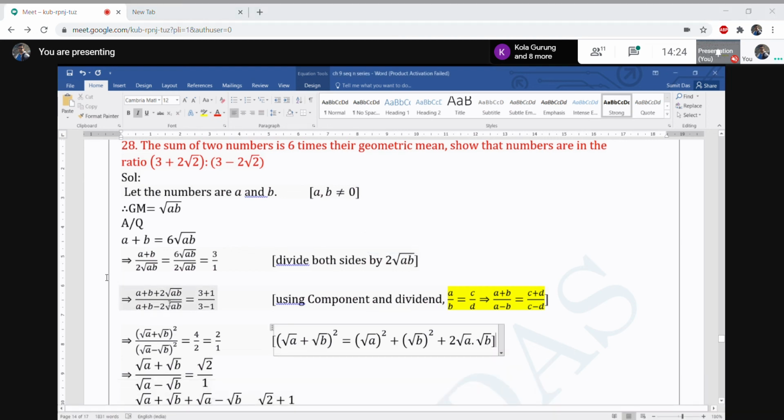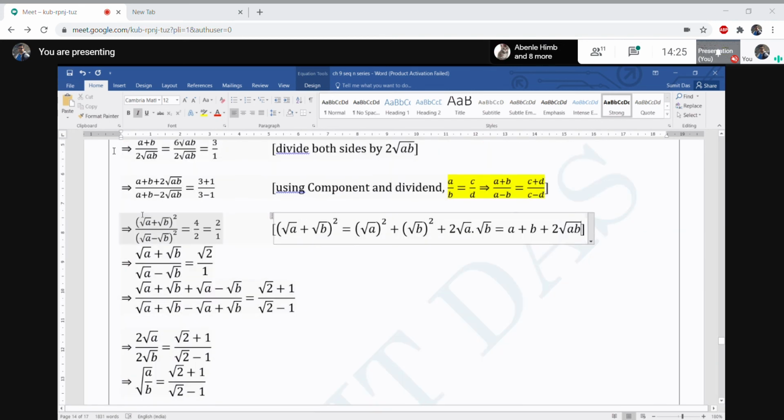So you can see square root of a square is a, and square root of b square is b, plus 2 into square root of ab. That's what we can do. So a plus b plus 2 square root of ab equals square root of a plus square root of b whole square. And similarly in the denominator we are getting square root of a minus square root of b whole square, and on the right hand side we are getting 2 divided by 1.